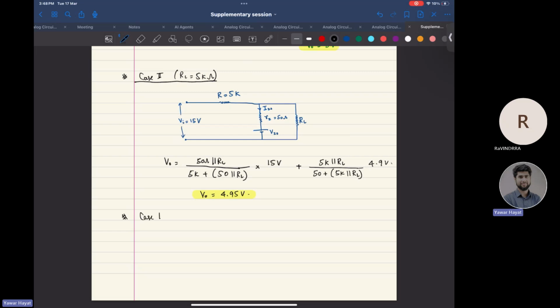Similarly, we will do the other two cases. Case 3, when RL is say 2 kilo ohm. Also I forgot to mention that here IL would be this divided by this resistance. IL turns out to be approximately 1 milliamp. Cross check it.